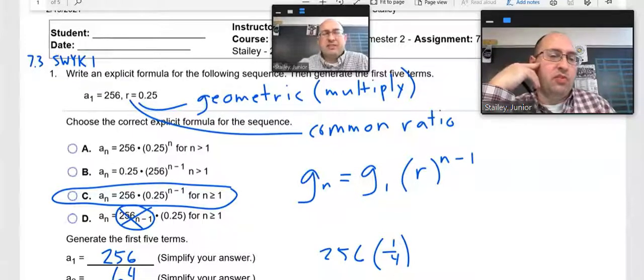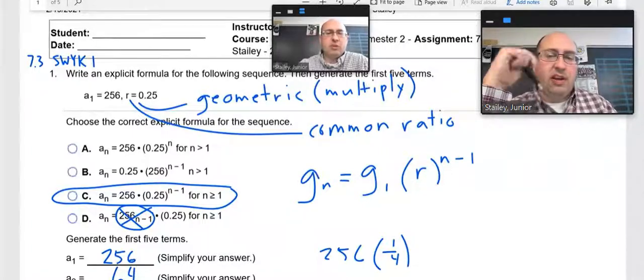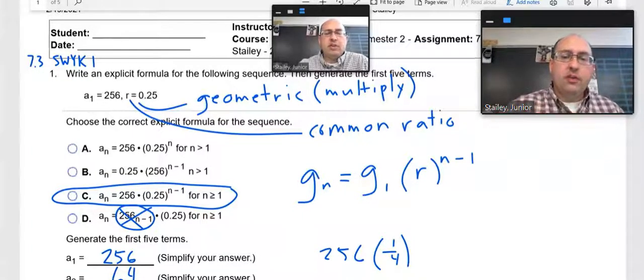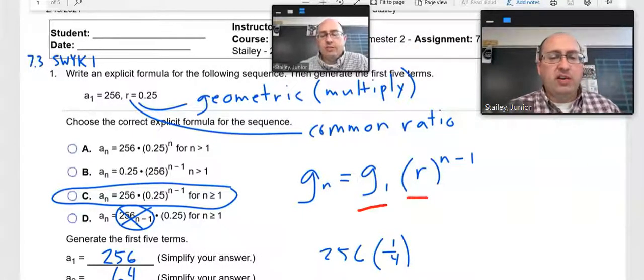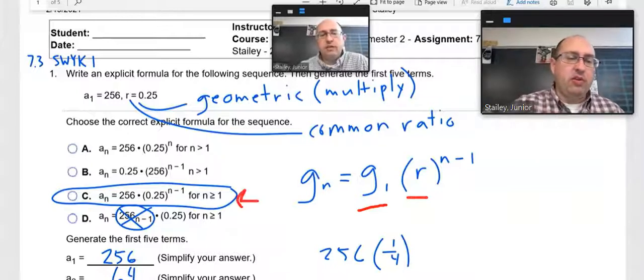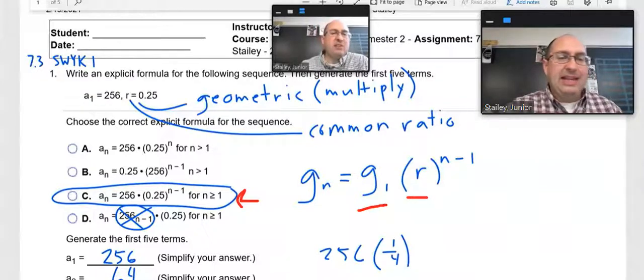Anyway, we got a first term of 256. We got a multiplier of 0.25. All we're doing is plugging it into the formula, right? So you know what the first term is. You know what the multiplier is. Boom. There you go. There's your equation. That's not really that hard. That's about all you can do with that, right?